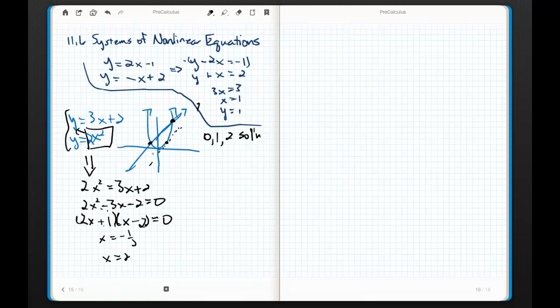And just by my cruddy drawing over here, this kind of looks as though it's at x equals -1/2, depending on my scale, right? And this kind of looks like x equals 2. Again, I'm a horrible artist, so we know.